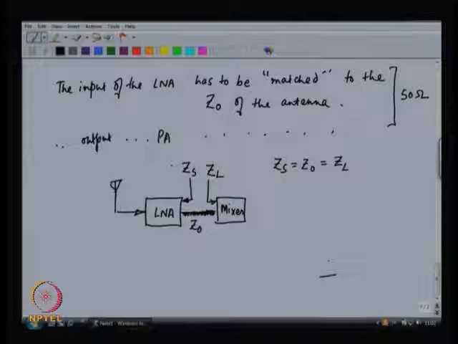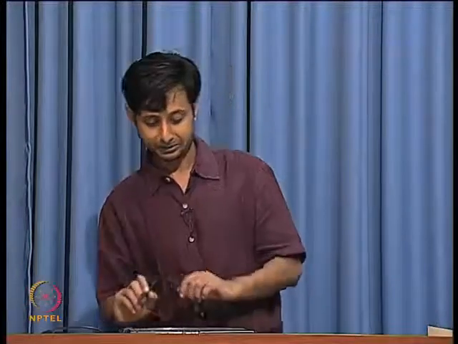Does this have to be equal to 50 ohms? No, it doesn't. It doesn't have to be 50 ohms, it just has to be equal to the characteristic impedance of the wire that is connecting the low noise amplifier and the mixer. There is no 50 ohms in this. 50 ohms is for the antenna.